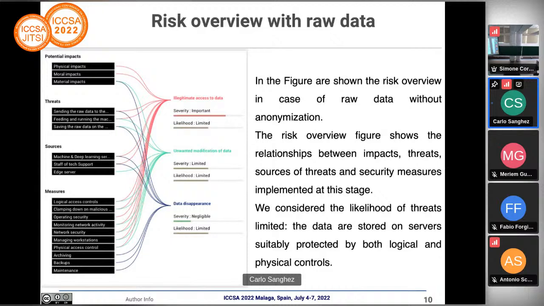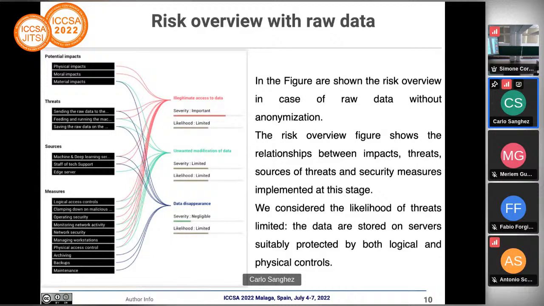The most important event that we must care about is the illegal access to data, because the probability of the event is not so low, and the risk severity is important, because, as you can see, it's possible to have physical impact on the customer. Just for example, as a consequence of illegal access to data, it's possible for someone to visit the house of a customer without the permission of the customer.